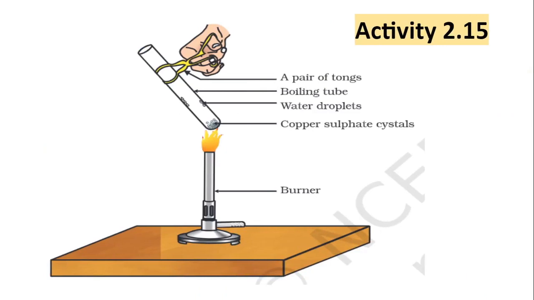Here you can see the figure of this activity. To perform this activity, what are the things that we need? First of all, a burner, then copper sulfate crystals, a boiling tube, and a pair of tongs. These are the things we need to perform the activity. Now let us understand the process of this activity.